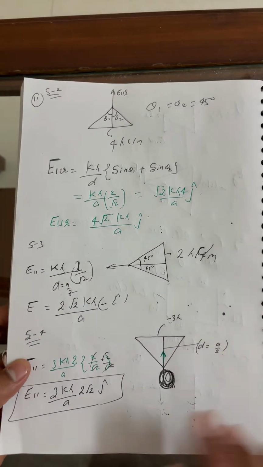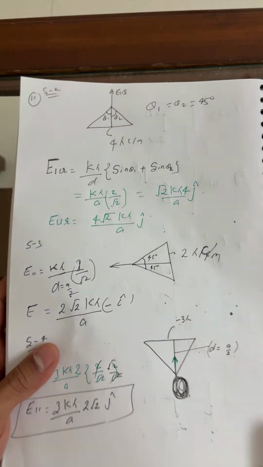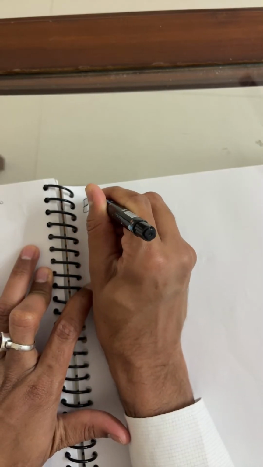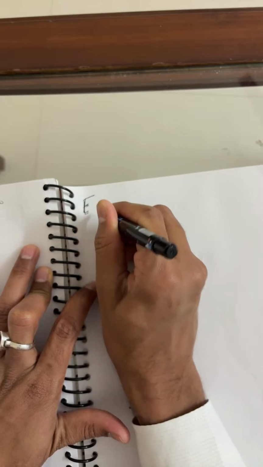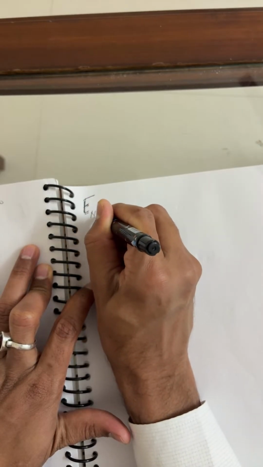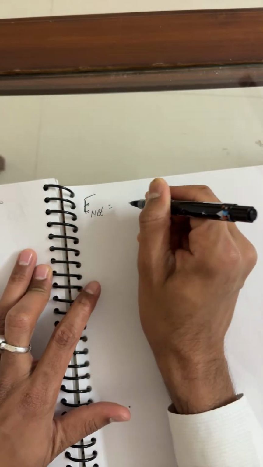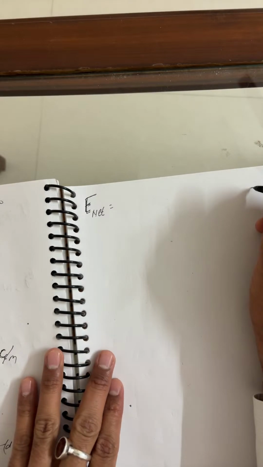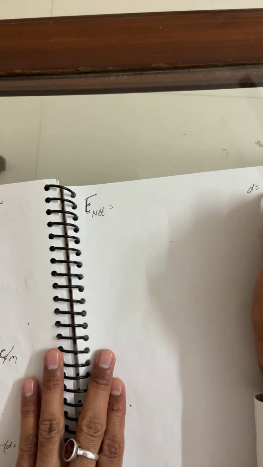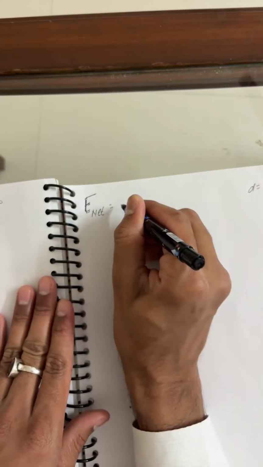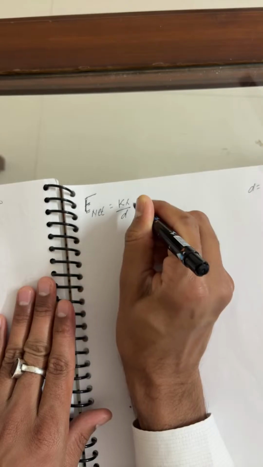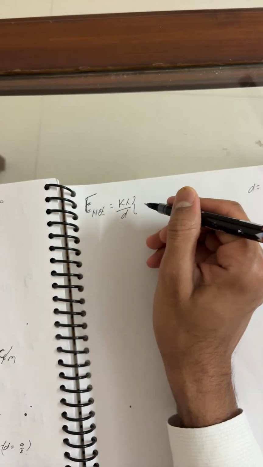In fact, I have taken here D as a by 2, so you can add simply for the net electric field. Here, students, again I'm considering D as a by 2, so that I can take the entire terms as common. So this is what, my dear? K lambda by a, this is what we got here.